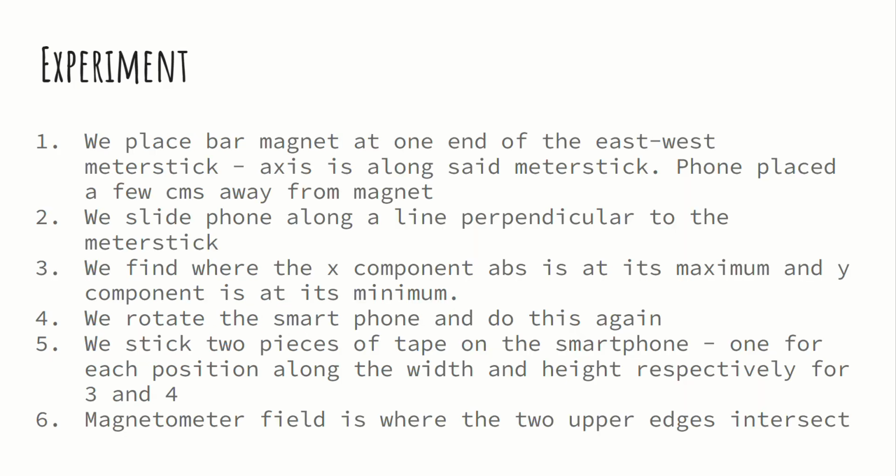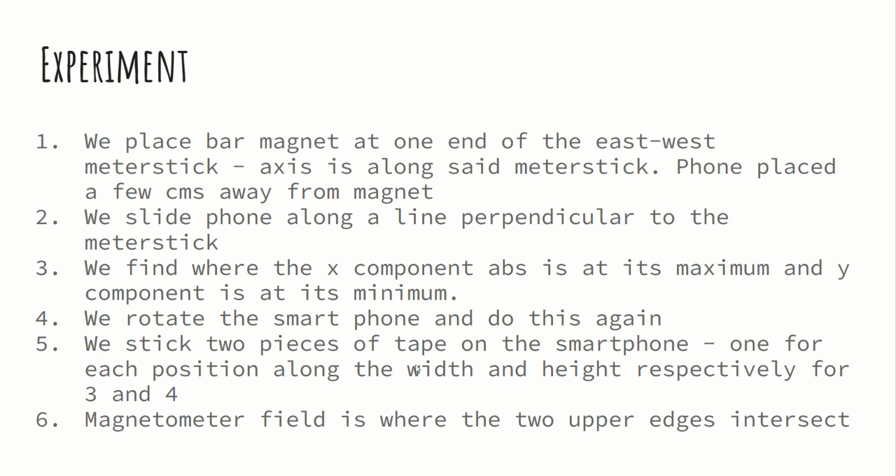The actual experiment is a little bit lengthy. First, we place the bar magnet at one end of an east-west meter stick, the axis being along the meter stick. We place the phone a few centimeters away from the magnet, and then we slide it down a line that's perpendicular to the meter stick. We find where the x component's absolute value is at its maximum and the y component is at its absolute minimum. We rotate the smartphone 90 degrees and do this again, and this time we look for where the y component is at its maximum and the x component is at its minimum.